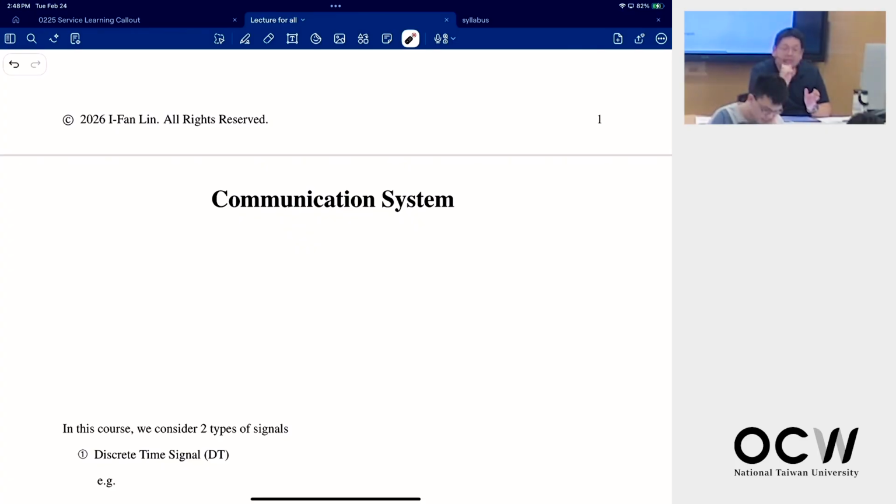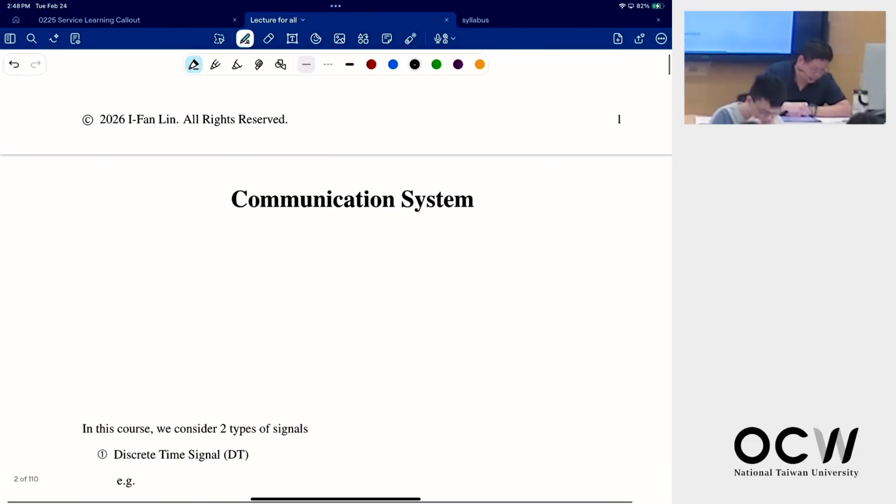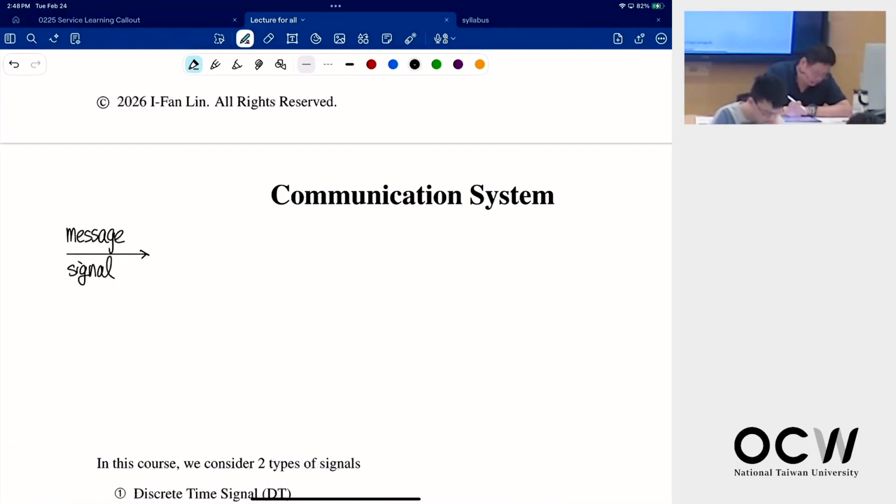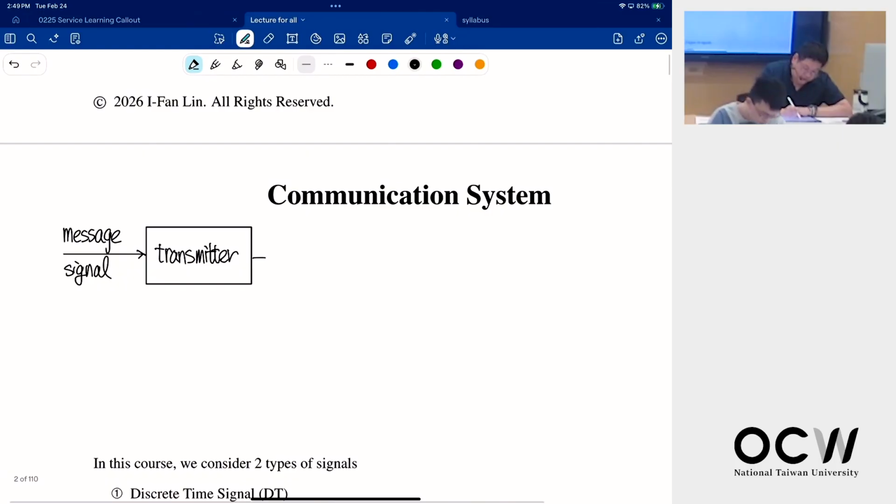then give the signals to another system. Then finally, they create the output signal. That's what they want. For example, if I have a message signal, then it goes to the transmitter. Then what is the output? Here the output will be the transmitted signal. So they just change the form of the message signal, the original signal, into this transmitted signal.